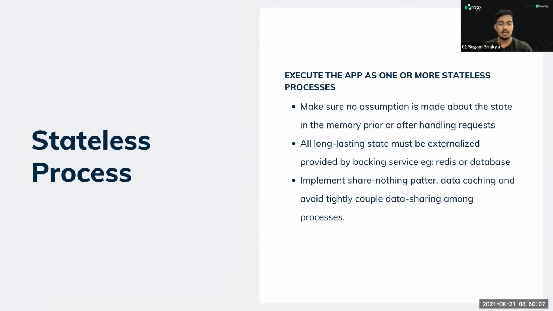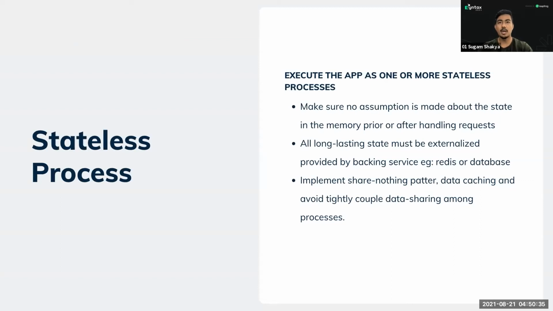What stateless processes says is that we need to execute the app as one or more stateless processes, and having stateless processes is very crucial for us to be able to scale horizontally. For example, if we have an API request that stores some kind of state in the memory of the server, and the second API request expects that state to be there to function properly, then that is not a stateless process. We should not be doing anything as such.